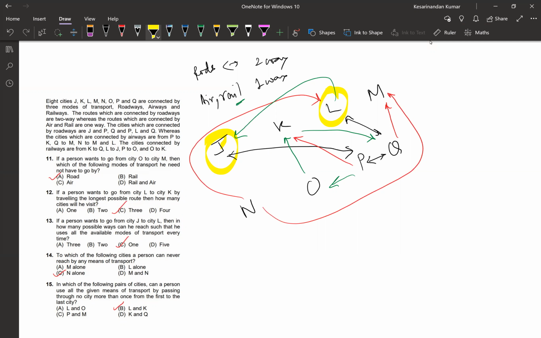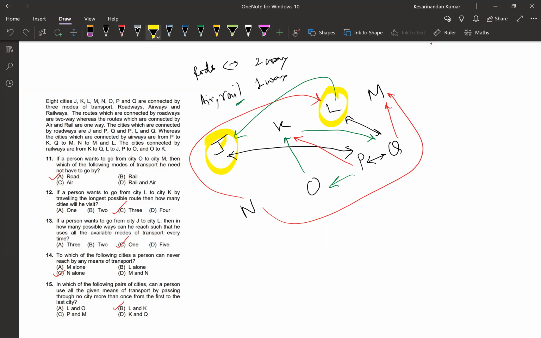K to Q, same. If we go from K to Q, we are using one mode of transport twice. Can anybody tell me which is that mode of transport? K to Q, which we are using more than once, or we are not using any mode of transport at all? Airways. Exactly, airways.